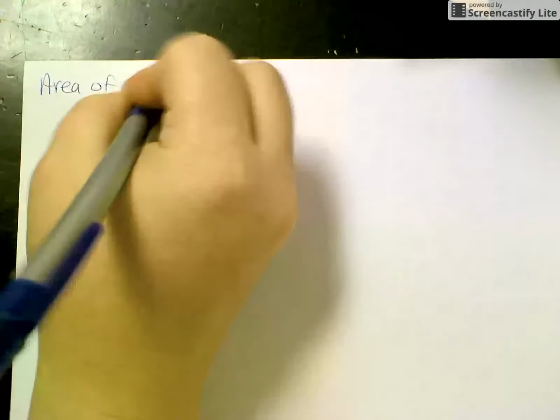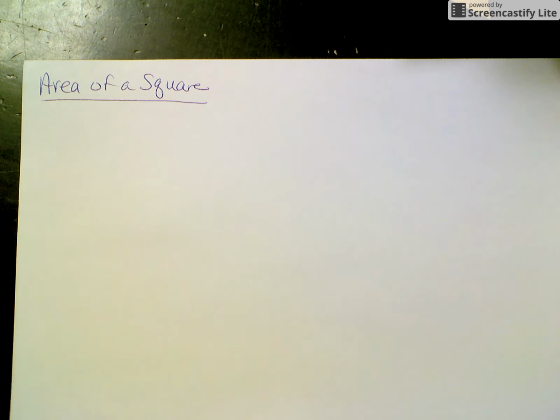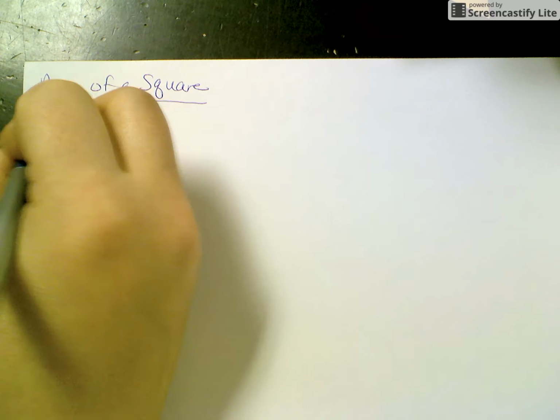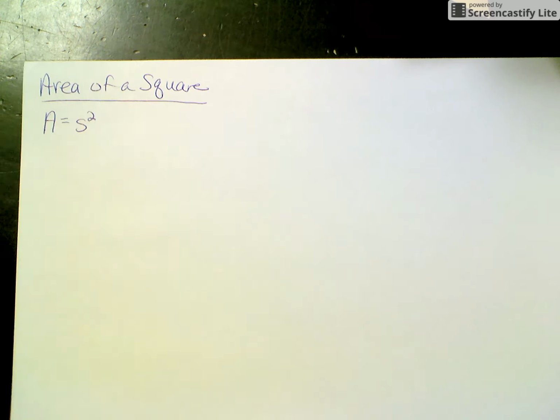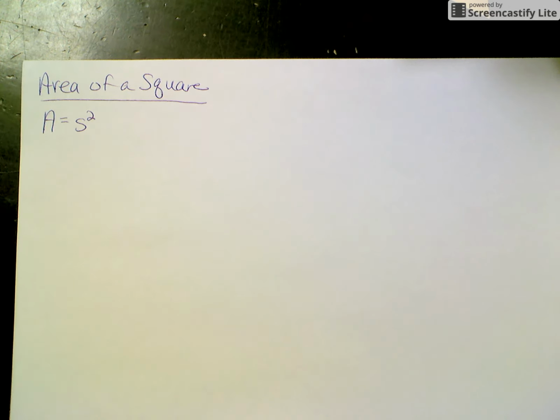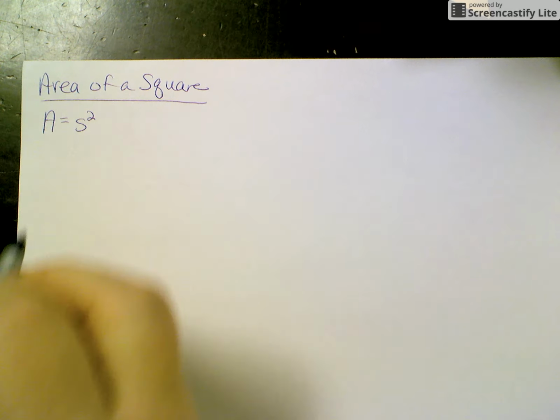All right, today we're going to look at how to find the area of squares and rectangles. For the area of a square, we do have a formula. The area is just one side squared. Since a square has all four equal sides, they're all the same. We just square one of those to get our area.